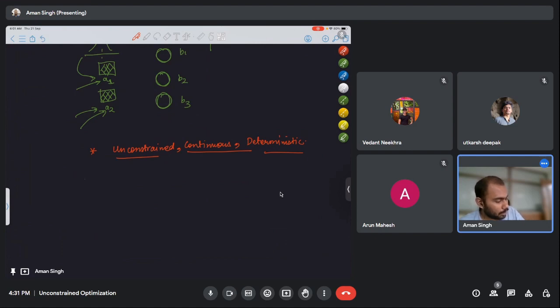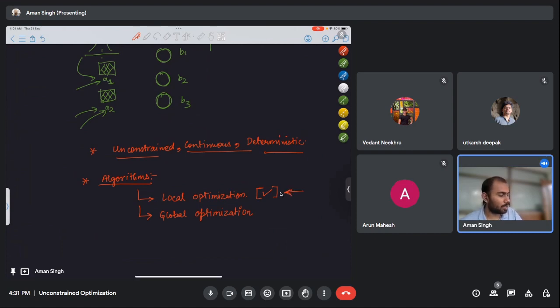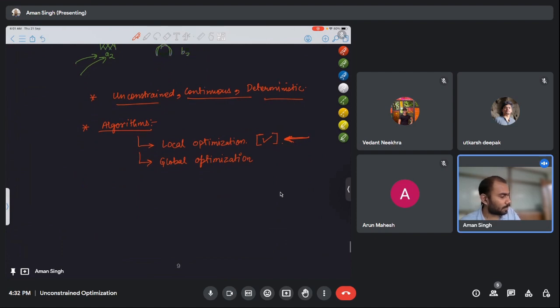And one more thing, the algorithms that we will study, as I told you, can do a local optimization or global optimization. We'll only study local optimization algorithms, because global optimization is difficult and out of the scope. But local optimization is actually what most people, in most applications, use, and it is useful in many ways. So we'll not study global optimization.